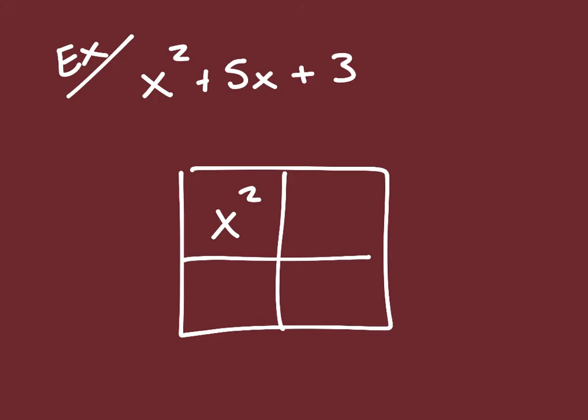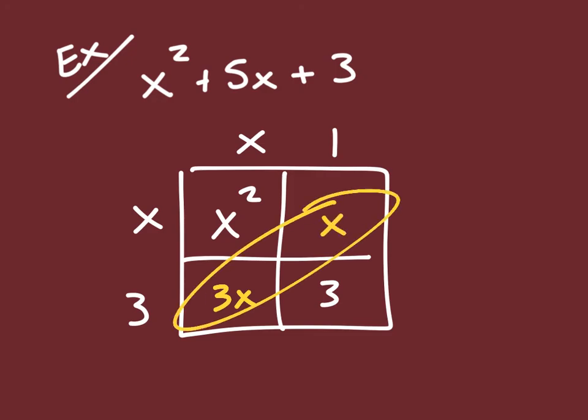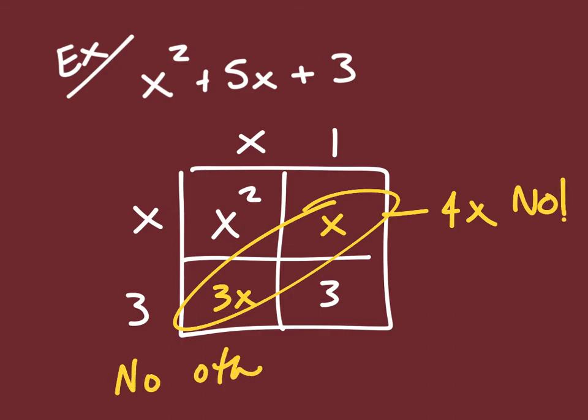And so x squared goes here, 3 goes down here. x and x has to multiply to x squared. And then the problem is that 3, because that's a prime number, we only have one option. We have to do 1 and 3. Well, let's see what we get here. 3 times x gives us 3x, and 1 times x gives us x, and that gives us 4x. And that's no, that doesn't work. There are no other combinations.